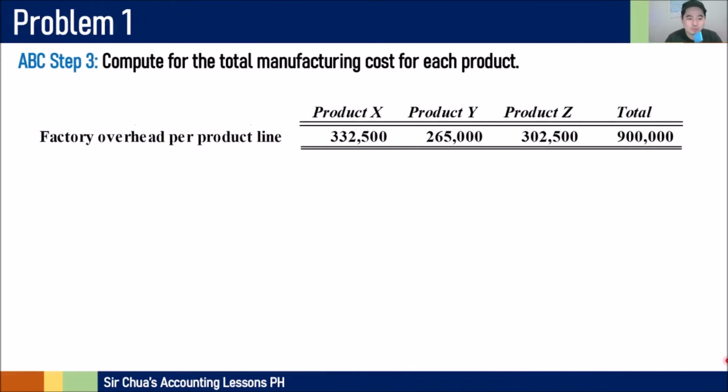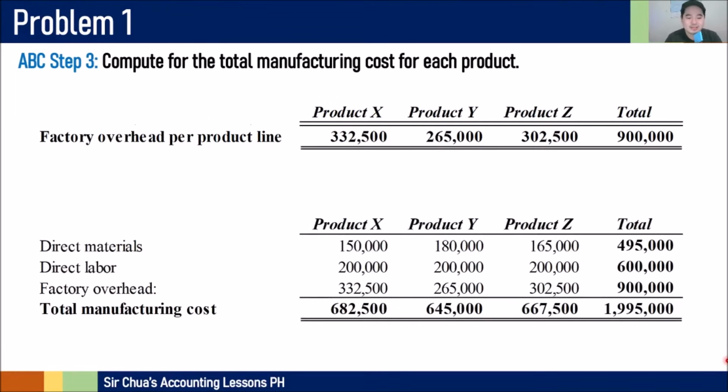Okay, so this was your factory overhead, and then add mo na yung magkakapatid. Ito na po yung materials na 495,000. Ito na po yung labor na 600,000. And ito po yung allocated overhead po natin kanina. So, ito na po yung total manufacturing cost natin for all of the products.